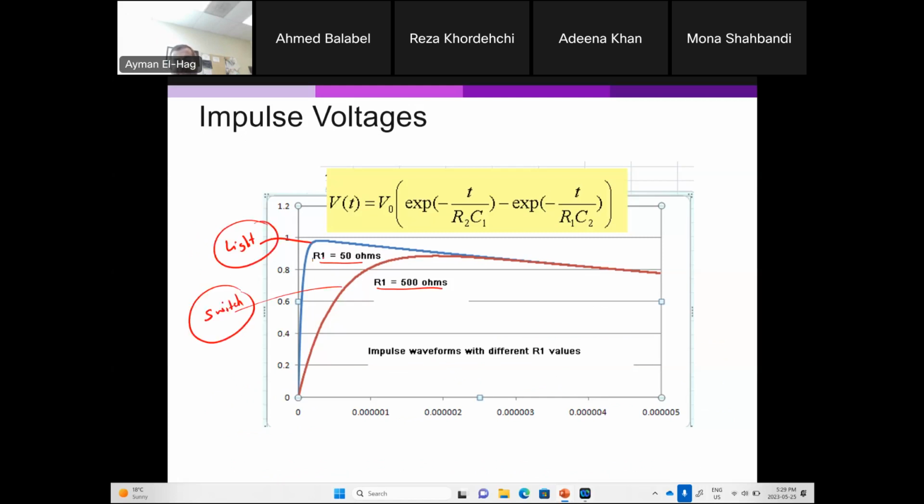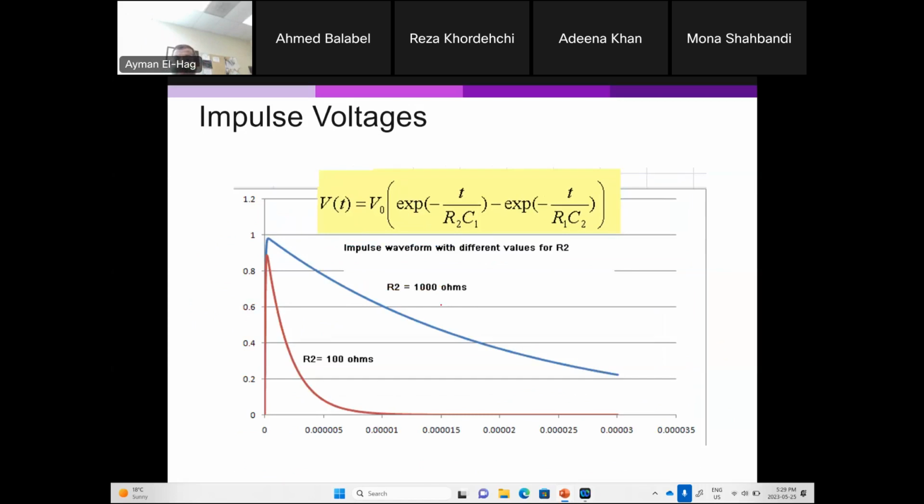Okay, so by playing with R1, I can increase the rise time. Now for the fall time, it is R2. This is the impact of R2. So if I want something that goes very fast, I use, for example, 100. If I increase this to 1000, so this is the way is the fall time. If I want to have it even more, then I keep on increasing R2 as well.